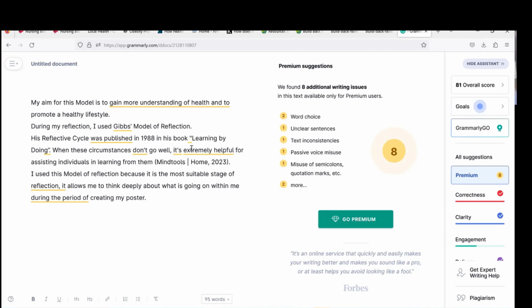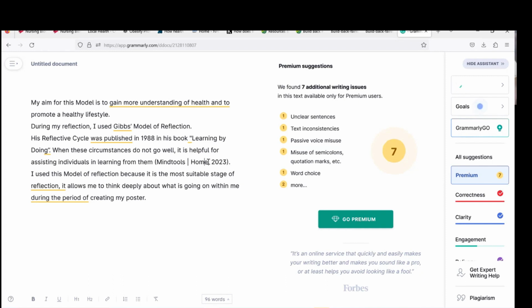For example, here I know what Grammarly doesn't want. It wants me to write "do not go well". When these, yeah, but it is basically not such a nice wording. "Do not go well." You know, this is like talking to children. So don't do that. And then maybe you're going to leave out "extremely", because "extremely" is not really appropriate in academia and academic sentences.